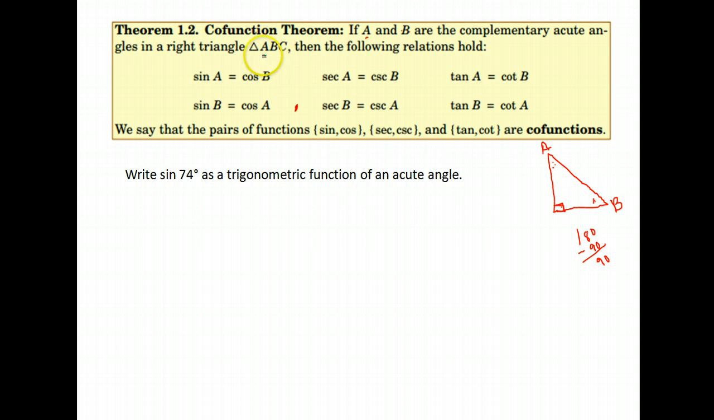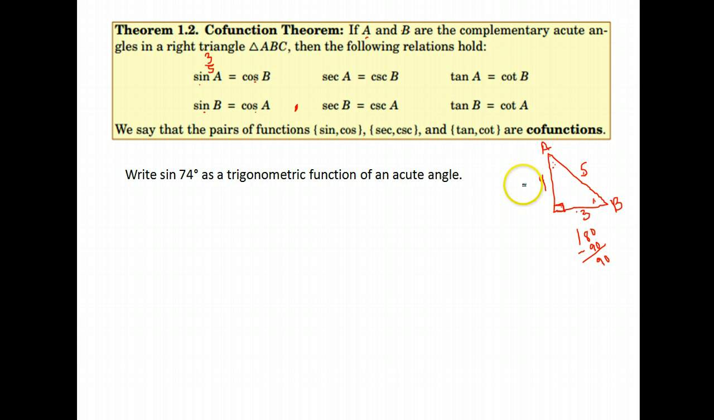And so the cofunction theorem says that if you have two complementary angles in a right triangle, then the following is true. The sine of A is the cosine of B, and we saw that to be true. The sine of B is the cosine of A. And let me throw out a little example here. If this were my right triangle, the sine of A would be opposite over hypotenuse. The opposite side for A is 3. The hypotenuse is 5. So the sine of angle A would have been 3/5.